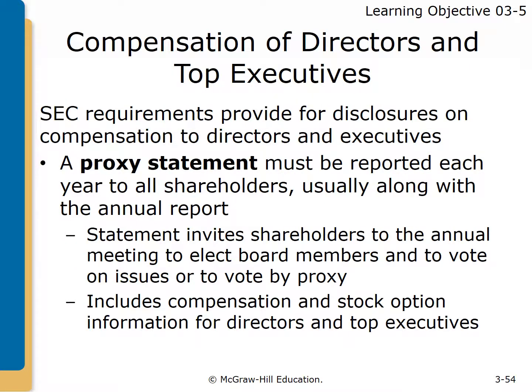Also a part of the annual report, the SEC requires companies to provide information about the compensation of their directors, so the board of directors, and their top executives. A proxy statement must be reported each year to all shareholders, usually along with the annual report. The statement invites shareholders to the annual meeting, to elect board members, and to vote on issues or to vote by proxy. You allow someone else to vote in your place. Included in this proxy statement is the reporting of compensation and stock option information for directors and top executives.